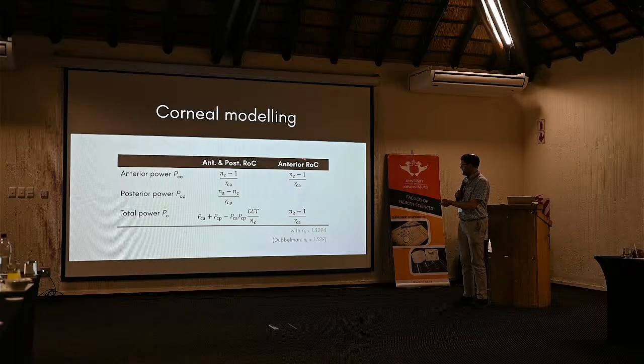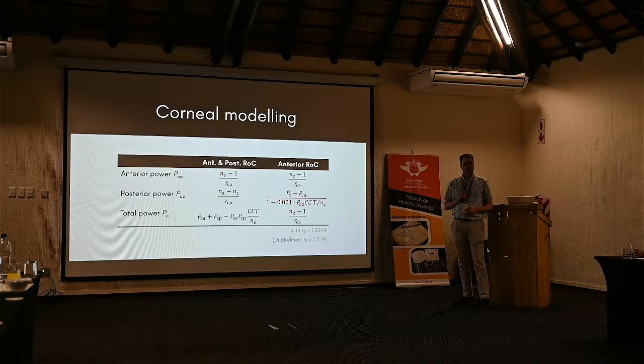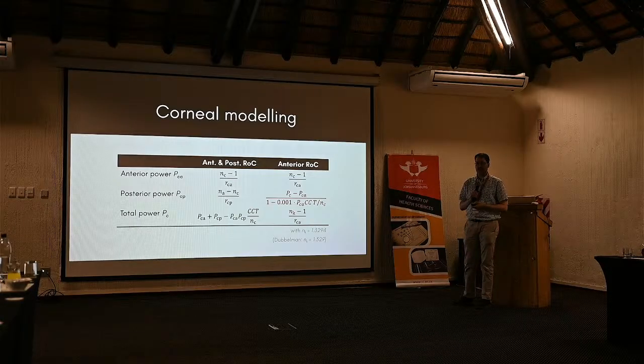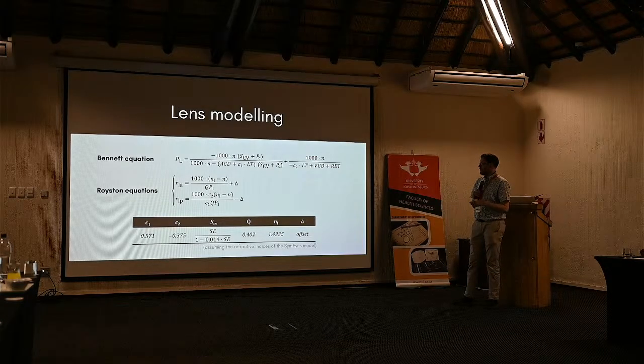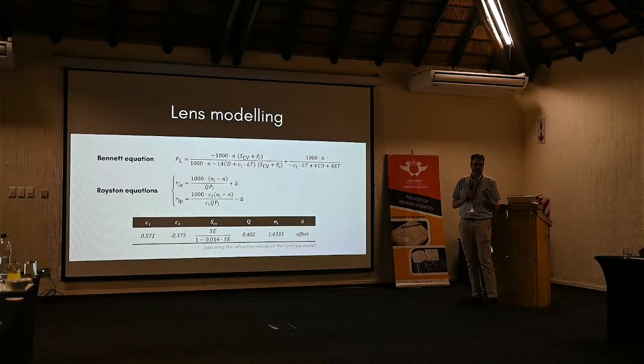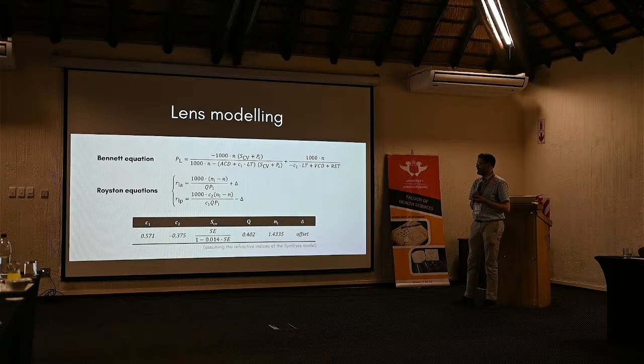So now I have an anterior power, I have a total power. So how do I get the posterior power or the posterior radius of curvature? We just rewrite this one to get that one. It's just a bit of basic rewriting of the formula. So cornea is set. The lens is a bit more difficult because here we can use the Bennett equation, which looks like this. It looks very intimidating, but all the bits and pieces can be measured quite easily. The only tricky thing is you need to have the lens thickness. That's a bit device dependent. Not every biometer gives you that value, but it's very important.